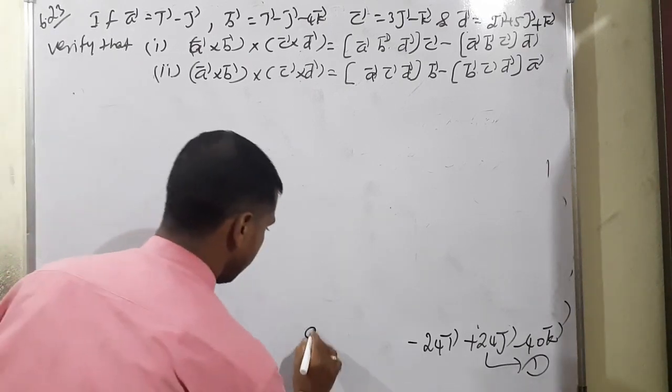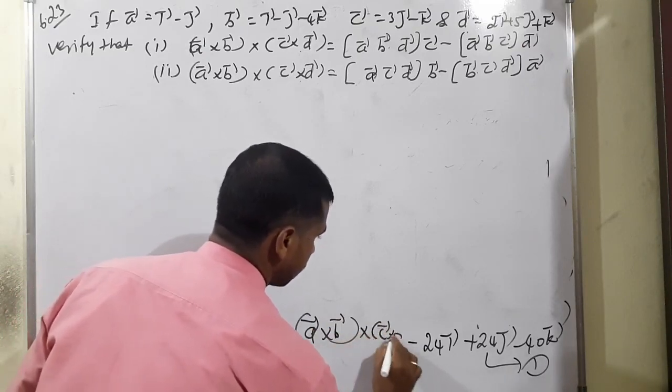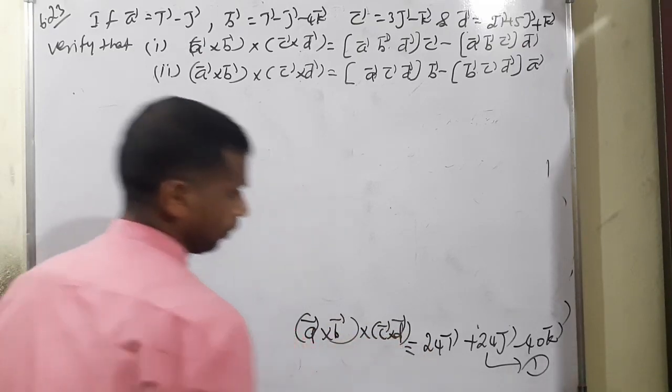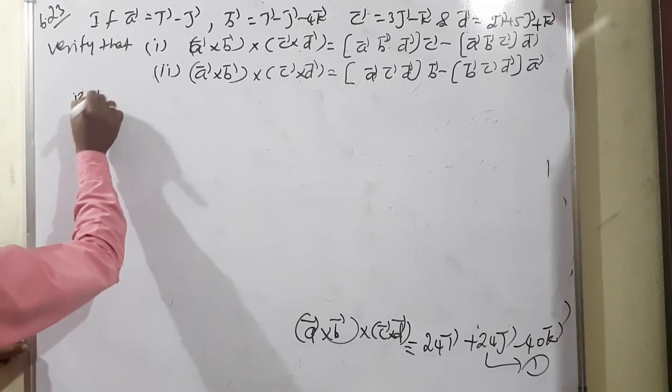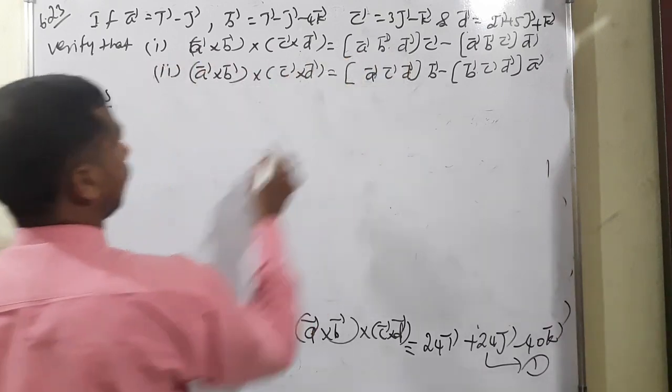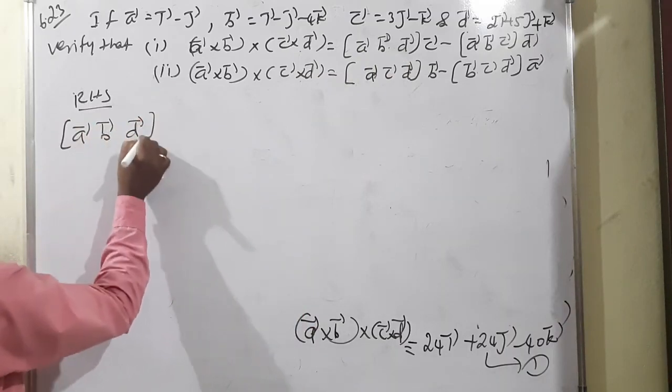So, this is what is the name? (A vector cross B) cross (C vector cross D) is equal to minus 24i plus 24j minus 40k. Now, the RHS part of subdivision 1. What is the value? Box product A vector, B vector, D vector.